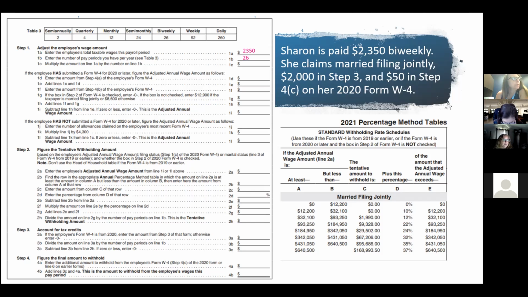Line 1C, I told you guys yesterday that we're going to annualize things. So that's what we're doing right now. We're taking what she's being paid on this biweekly pay period and we're multiplying it by the number of times she's going to be paid that amount per year, which is 26. So if we do math, hopefully we did math correctly, 2,350 times 26 is 61,100.